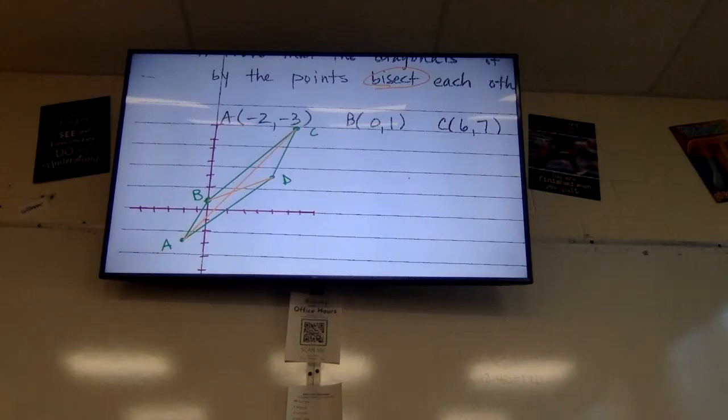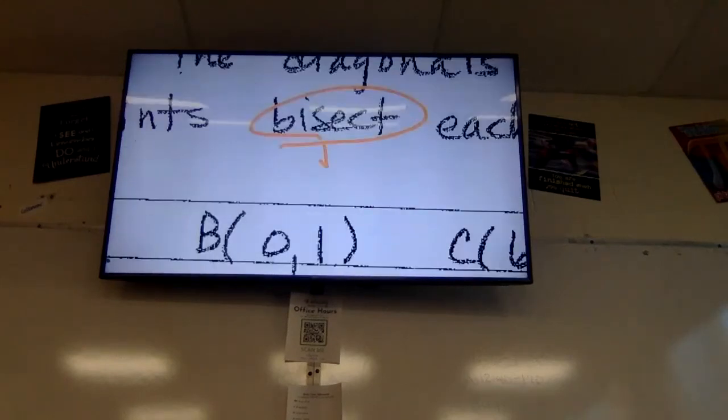Explain it like a 5-year-old. I don't need a math explanation, just what does bisect mean to you? Split into 2. The only thing is I want it to be 2 equal pieces. So I would say cut in half. So the most basic explanation, I'd say bisect means to cut in half.